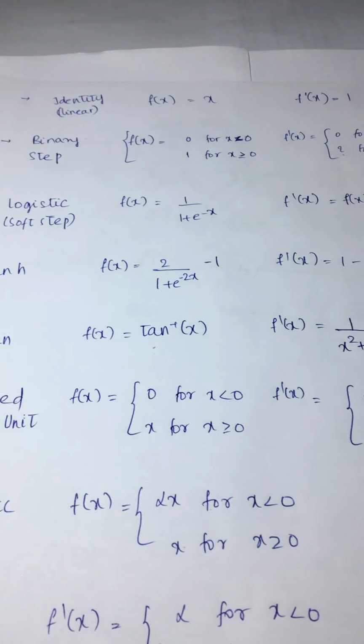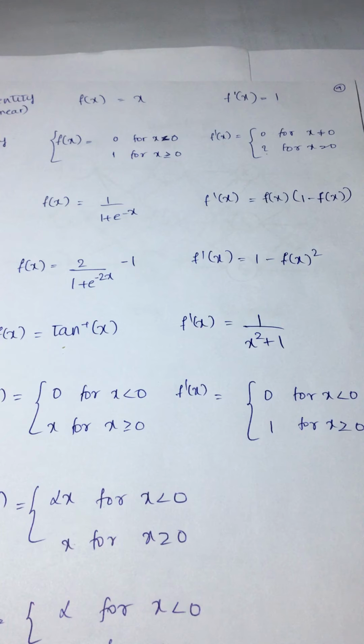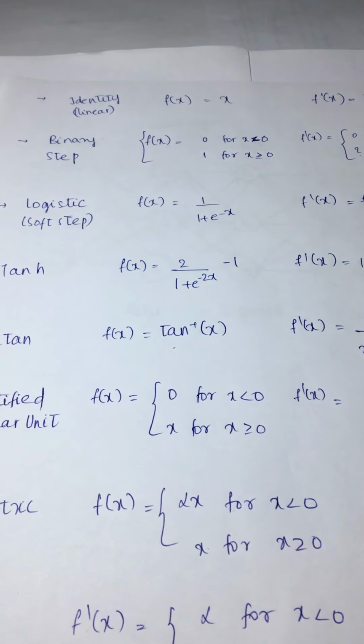Next is basically a step function. Step function basically is for values of x lesser than 0, the value is 0, and for values of x greater than 0, the value is 1. Correct. Next is your logistic, or you can say this is your sigmoid function.